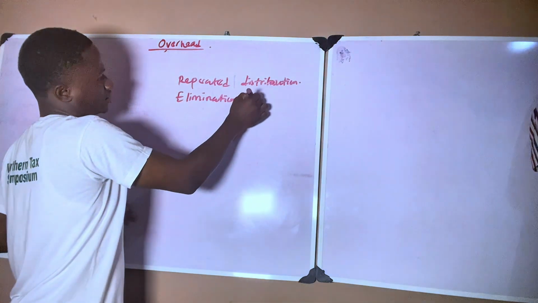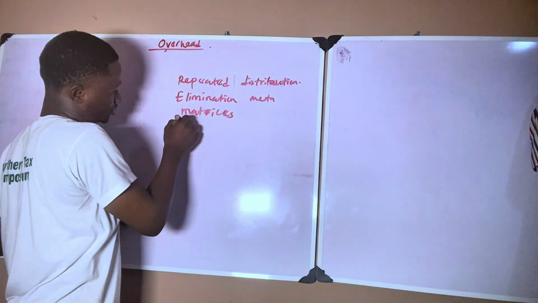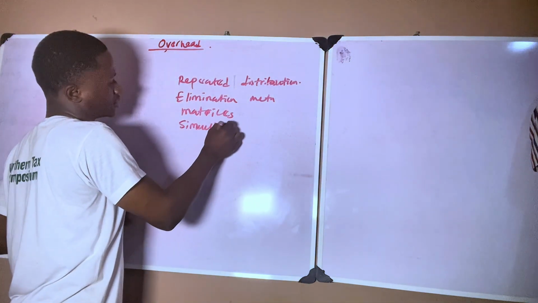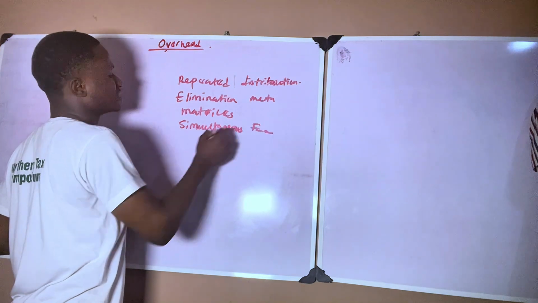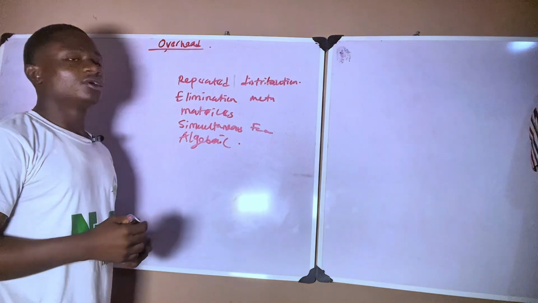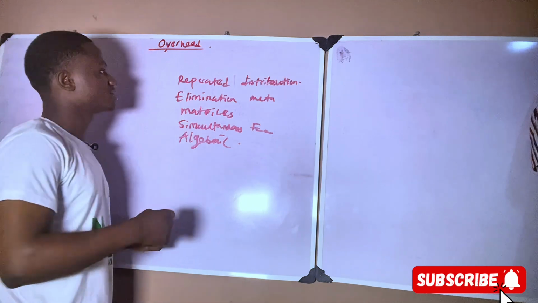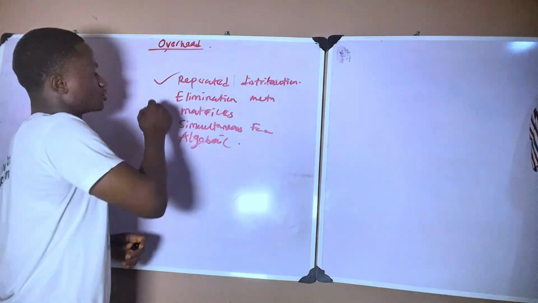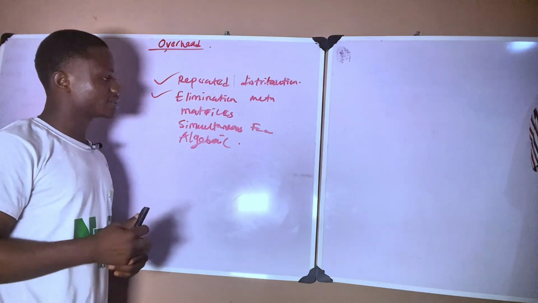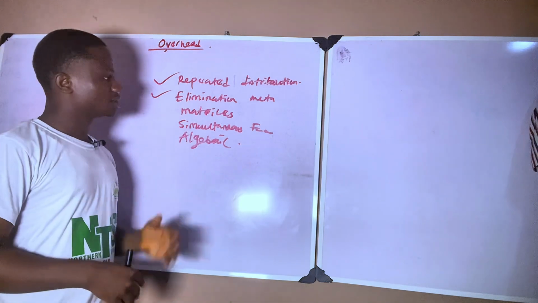We have the matrices method. We have the simultaneous equation method. I think we have the algebraic method also. But the major two that you always see in any professional exams, in any standard exams, is either the repeated distribution method or the elimination method. And that is what I will majorly dwell on in this class. I will leave the others to my next video. Then I'll talk about them.